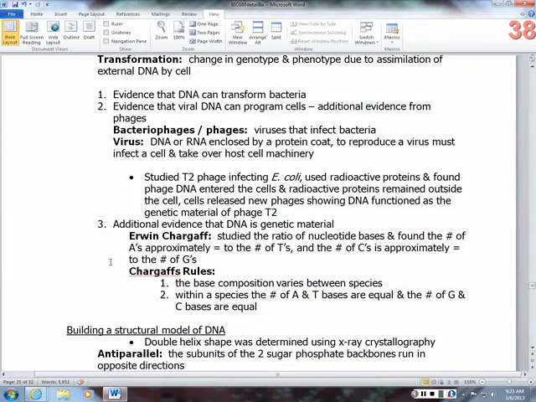Additional evidence came from Chargaff's study. He studied the ratio of nucleotide bases and found that the number of A's is approximately equal to the number of T's. So adenine is equal to thymine, because in DNA, adenine is always going to pair with thymine. They fit like a lock and key together, so you should have the same number of them. He also found that the number of C's, which are cytosines, is approximately equal to the number of G's, which makes sense since those two will pair together.